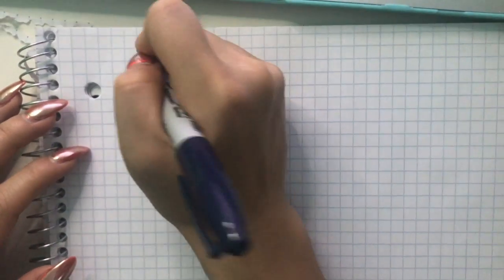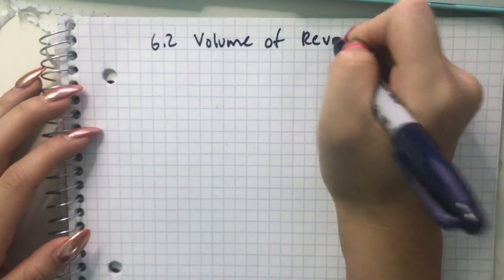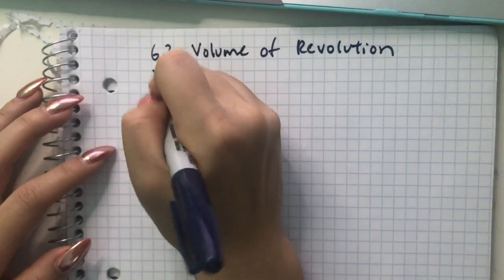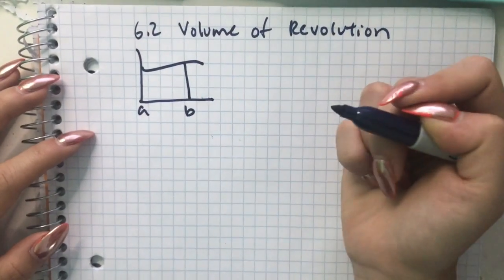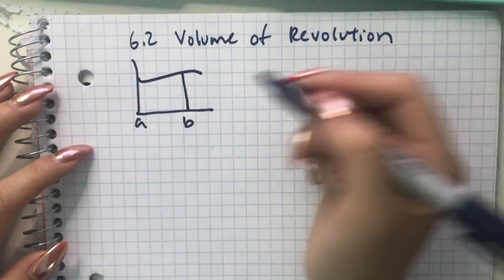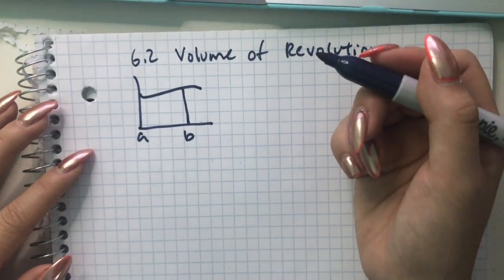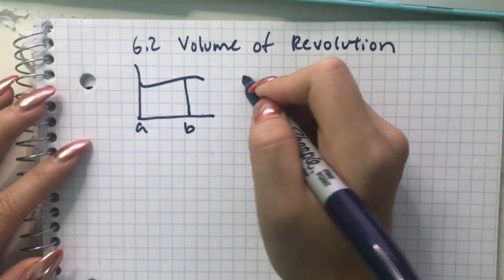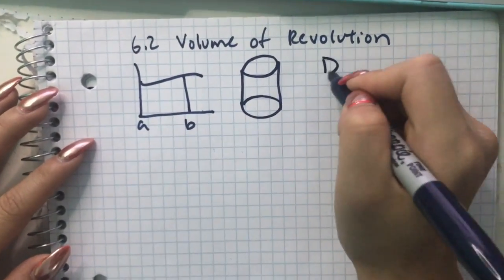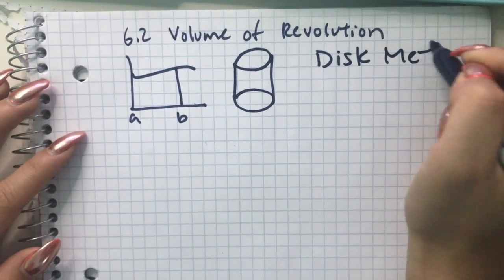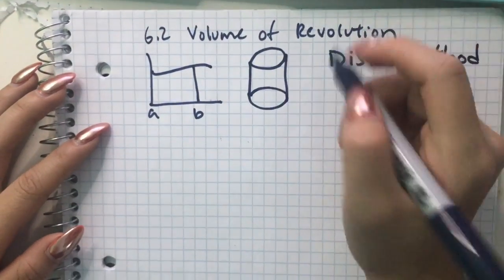Alright, I'm going to go over section 6.2, volumes of revolution. So we know how to find the area under a graph from integration. Volume of revolution is just turning that two-dimensional area into a three-dimensional shape by revolving it around an axis of revolution. That creates a cylinder shape with the disk method, like that. And we find the volume with the equation.